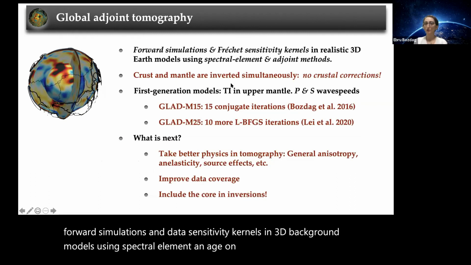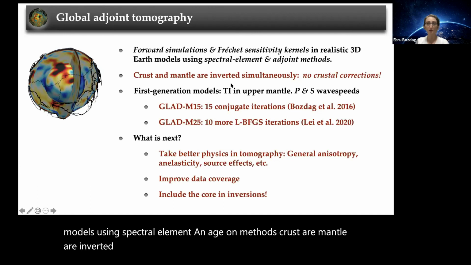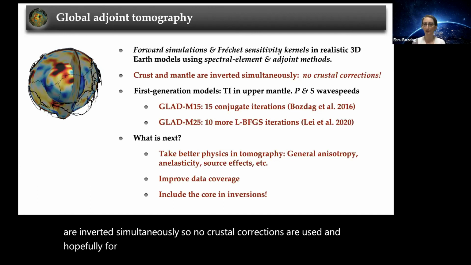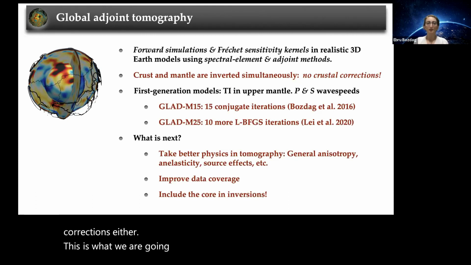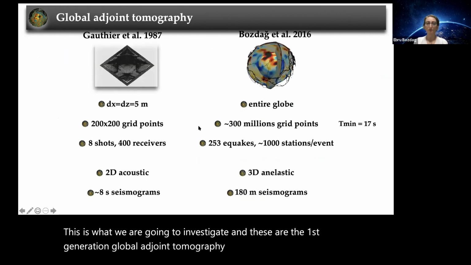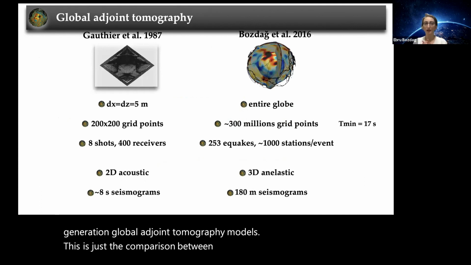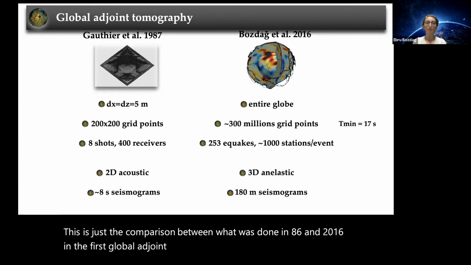Crust and mantle are inverted simultaneously, so no crustal corrections are used, and hopefully for the outer core, we don't need to use mantle corrections either. This is what we are going to investigate, and these are the first generation global adjoint tomography models. This is just a comparison between what was done in 86 and 2016 in the first global adjoint tomography models.